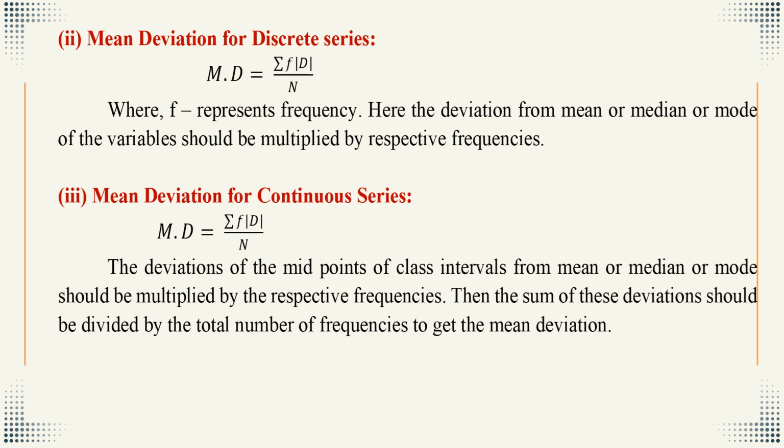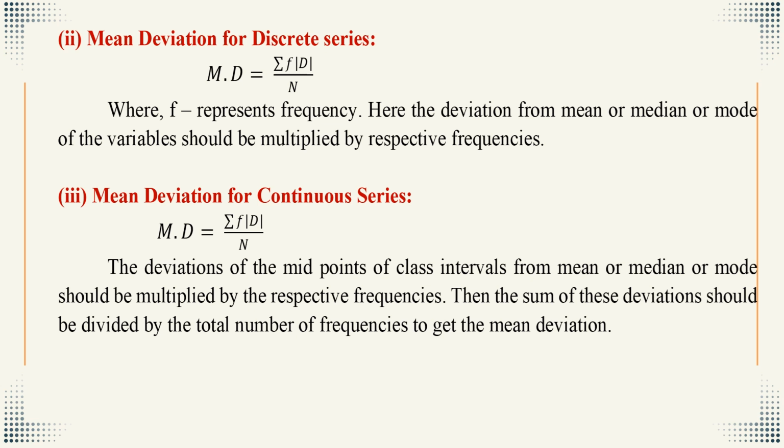Deviation from mean or median or mode of the variable should be multiplied by the respective frequencies. The mean value should be calculated, then the difference between the value of the variable and the mean, and each of that would be multiplied by the corresponding frequency.